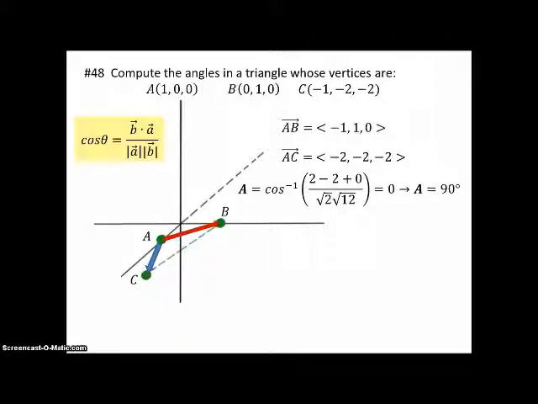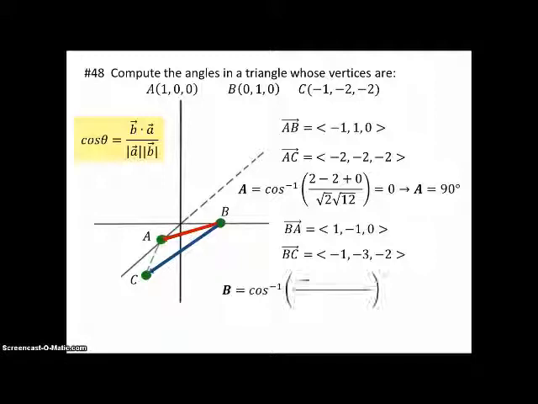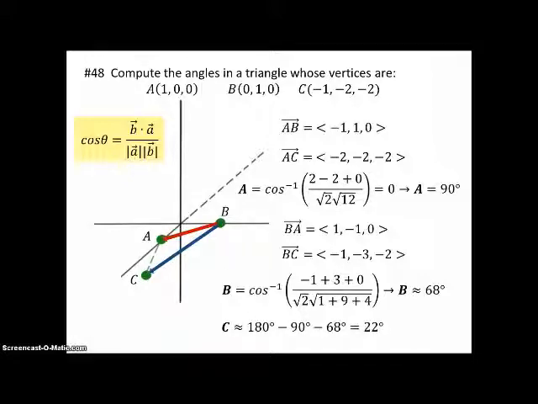Okay, so then we're going to do the same thing for another of the 3 angles. I chose to figure out angle B. BA by subtracting A minus B, and vector BC by subtracting C minus B. And then to figure out the angle B, we take the inverse cosine of that dot product divided by the 2 lengths, which comes out to about 68 degrees. And now that we've got 2 angles, all we have to do is subtract those angles from 180 to get angle C.